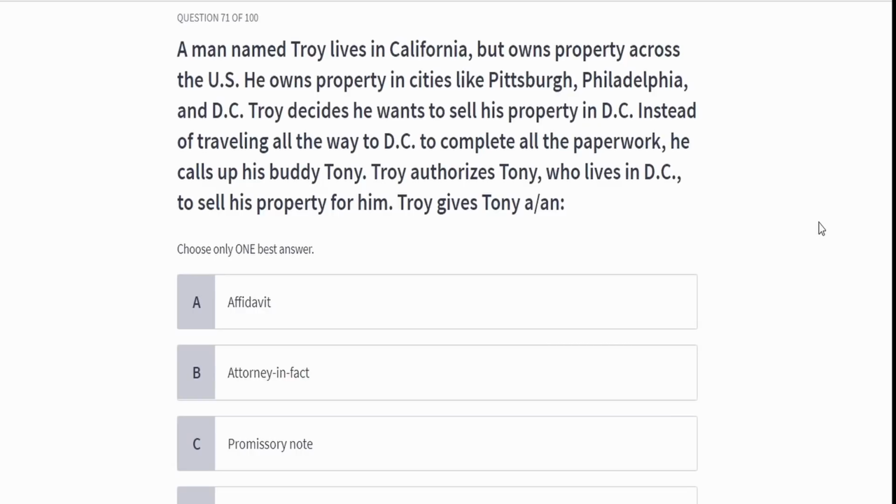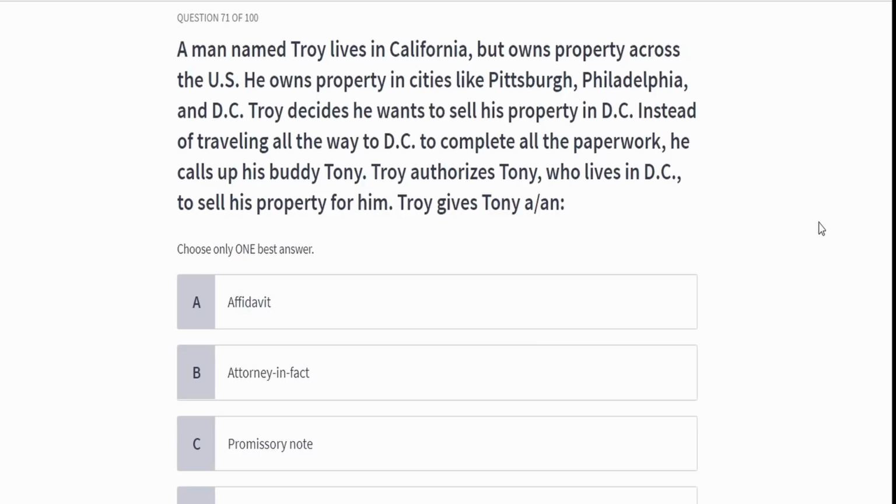Question 71. A man named Troy lives in California, but owns property across the U.S. He owns property in cities like Pittsburgh, Philadelphia, and D.C. Troy decides he wants to sell his property in D.C. instead of traveling all the way to D.C. to complete all the paperwork. He calls up his buddy, Tony. Troy authorizes Tony, who lives in D.C., to sell his property for him. Troy gives Tony a what?